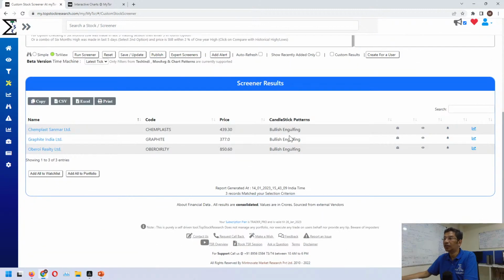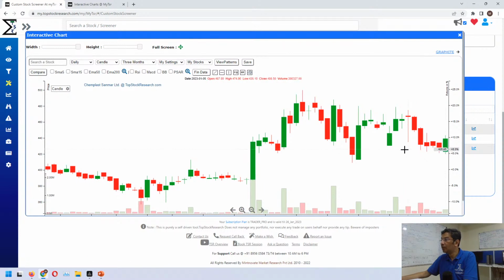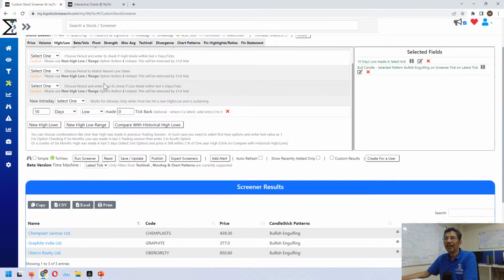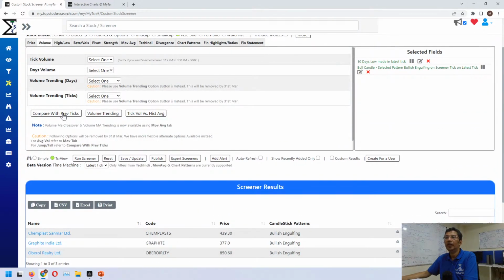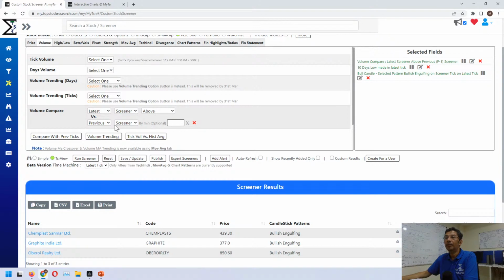Okay, so there are two stocks, right, where there's a bullish engulfing happening at the bottom, where the lowest is less than this. So this could be a good sign, right? Now, if you want to add whether it is with good volume, what you can do is add volume above previous tick volume by, let's say, 50%.